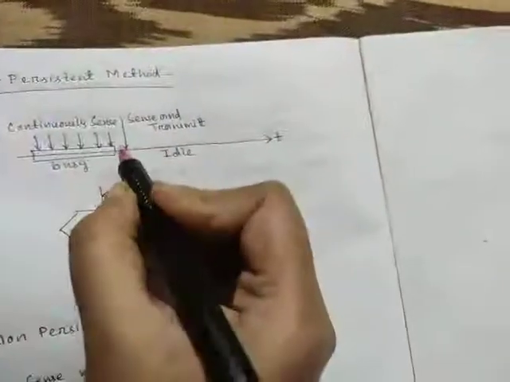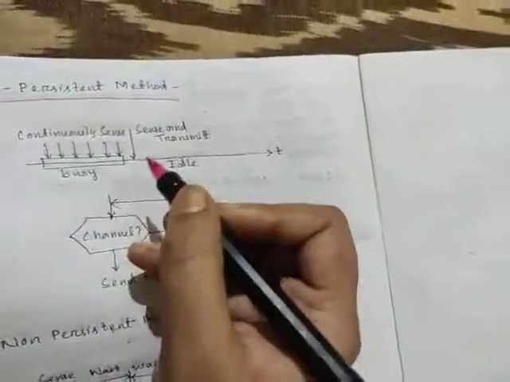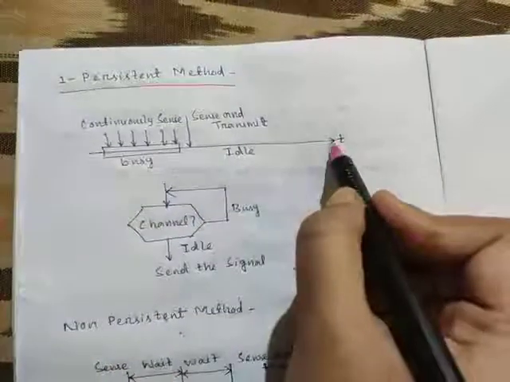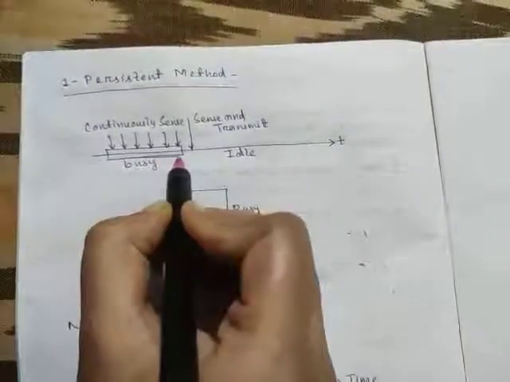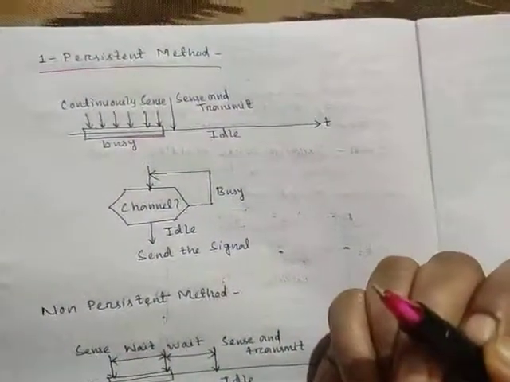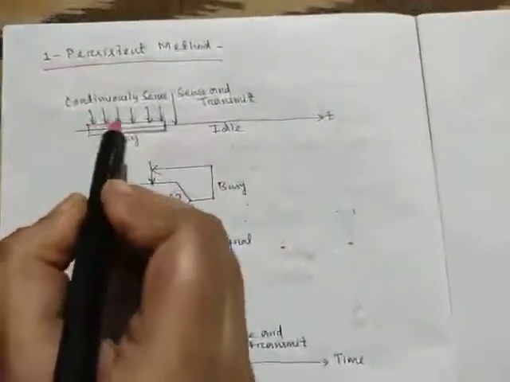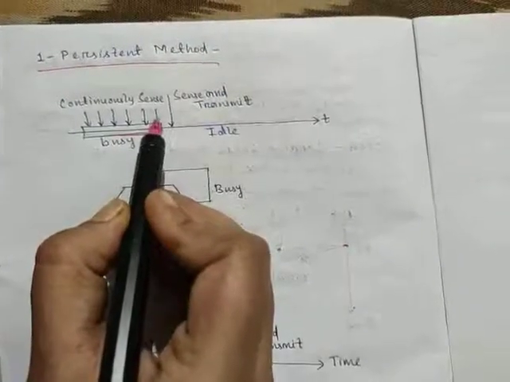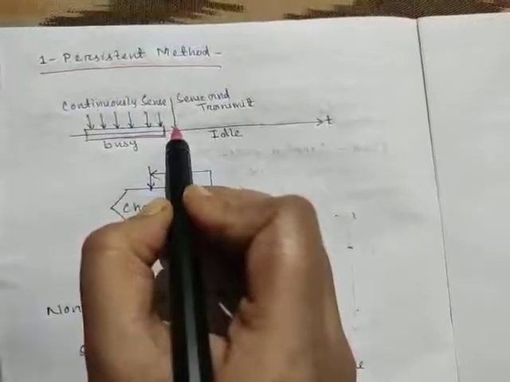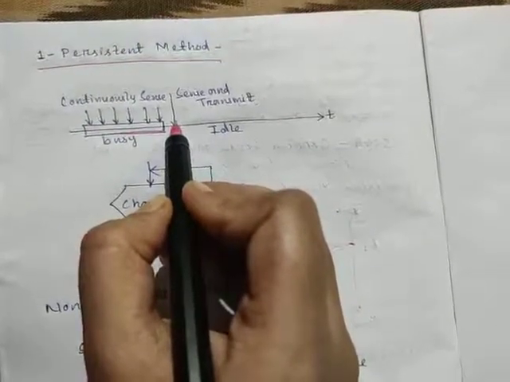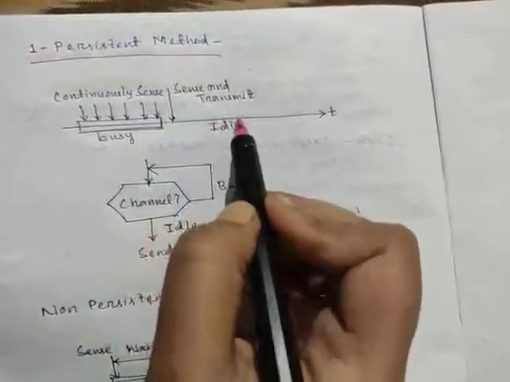If the station finds the channel idle, it sends the frame immediately with probability 1. Let's see. In this line, this part is the busy channel and the other part is the idle channel. If station A wants to send data, it senses the channel continuously until the channel is idle. When the channel is idle, it transmits the data with the highest probability, known as the one persistence method.